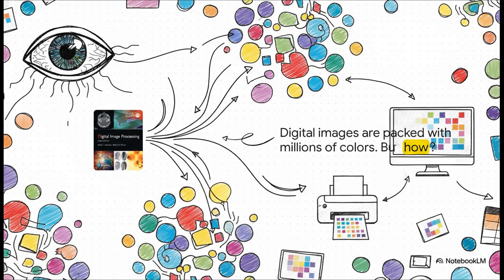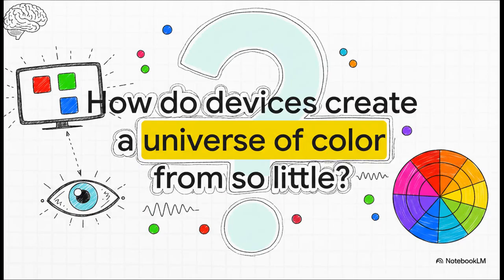Let's dive in. I mean, we are surrounded by images just like this one, literally bursting with millions and millions of colors. But how do our devices actually create this incredible richness? It's not like they have a tiny little paint set inside with an infinite number of tubes, right? So that's really the big question we're asking. How do these machines build an entire universe of color from what is actually a very, very limited palette?